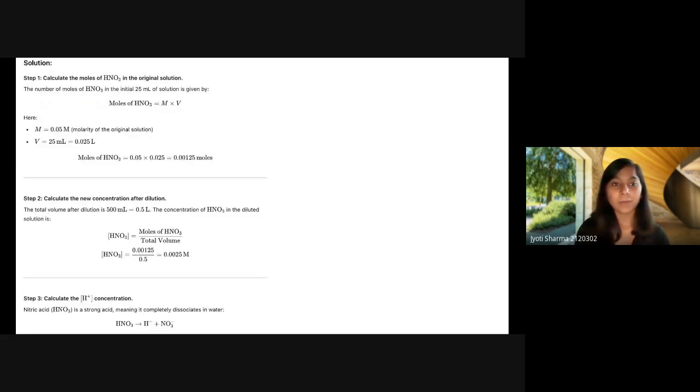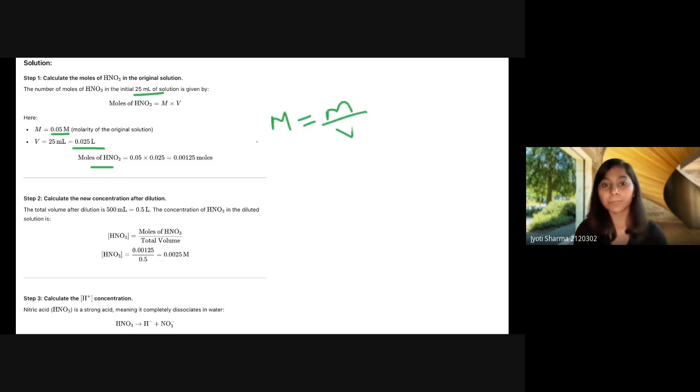in that question, what was given initially was 20 ml, right? First you will convert it into liter, so this will be 0.025 liter. And molarity is also given. Initial molarity was 0.05. Based on that, you can calculate the number of moles, because you know that molarity is equal to number of moles upon volume. So you can calculate the number of moles using your initial concentration.